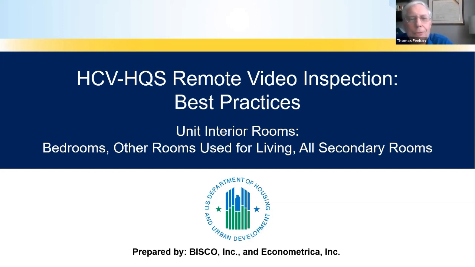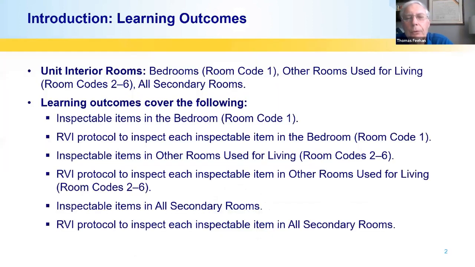In this module, we'll be looking at the protocol for inspecting the unit interior rooms, and that would include the bedrooms and what we call other rooms used for living and all secondary rooms. So the unit interior rooms would be bedrooms, which according to the HUD form 52580A, is considered a room code 1. It's what we call a sleeping room.